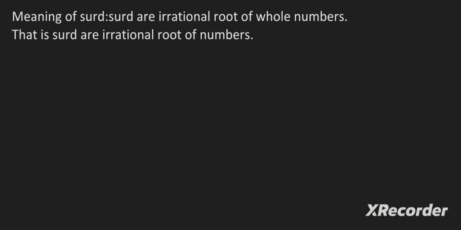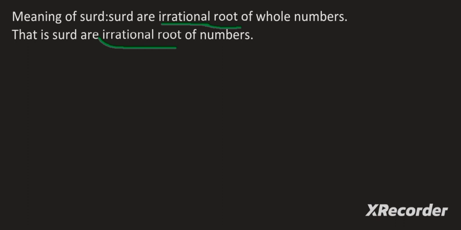So briefly, I'll explain what surd is all about. Surds are irrational roots of whole numbers. Take note of this word, irrational, and take note of this word, roots. Surds are irrational roots of numbers. This irrational root is the major thing you need to know. You get the point.